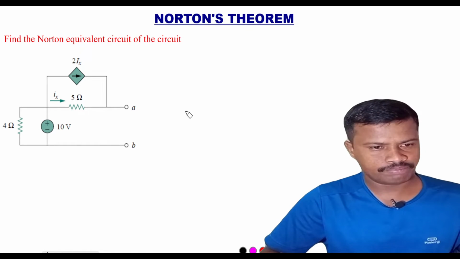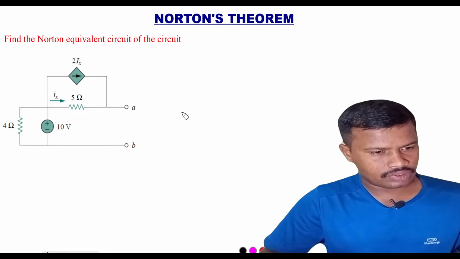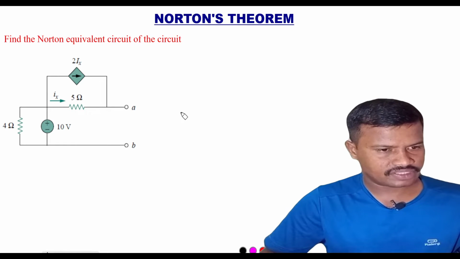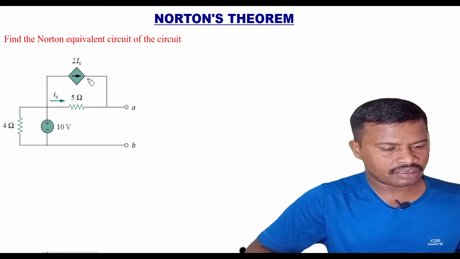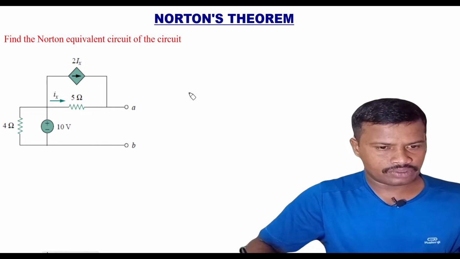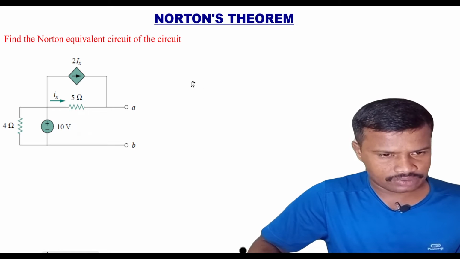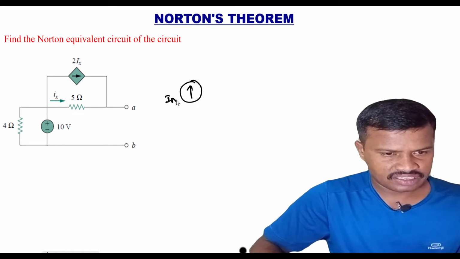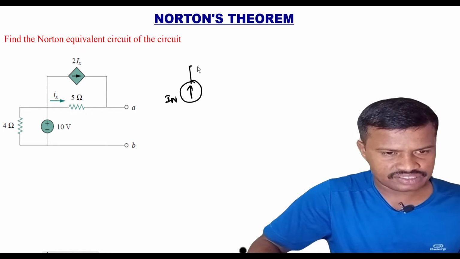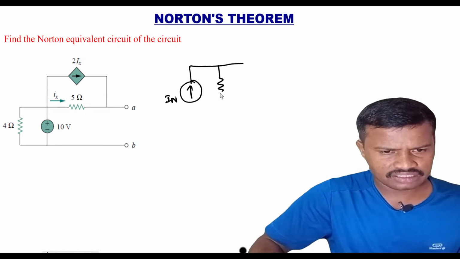In this video, we will see how to draw the Norton equivalent circuit for a given circuit diagram which is having one independent voltage source and one dependent current source. As we know, the Norton equivalent circuit has a current source, IN, in parallel with the resistor RN.